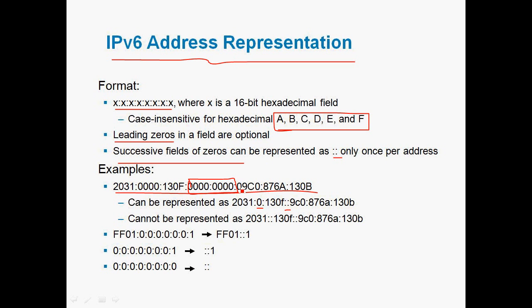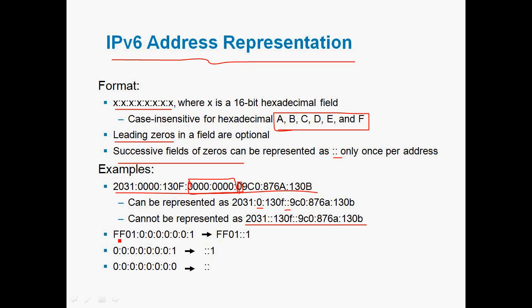Next we can see 09C0. If it is a leading zero, it can be eliminated. So the leading zero can be eliminated, and that can be written as 9C0. Then 876A:130B. We cannot represent it with two double colons because the double colon can be used only once in an IPv6 address. If it is used twice, it is wrong.